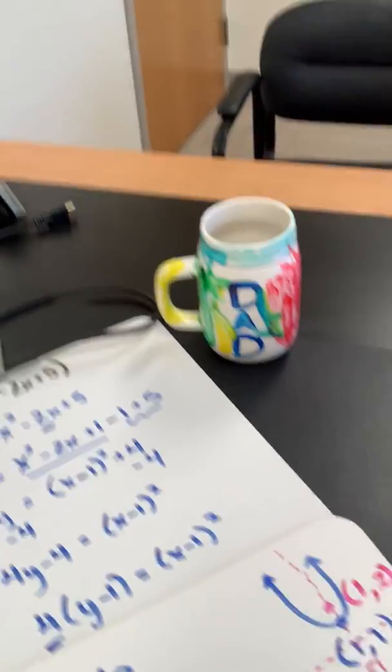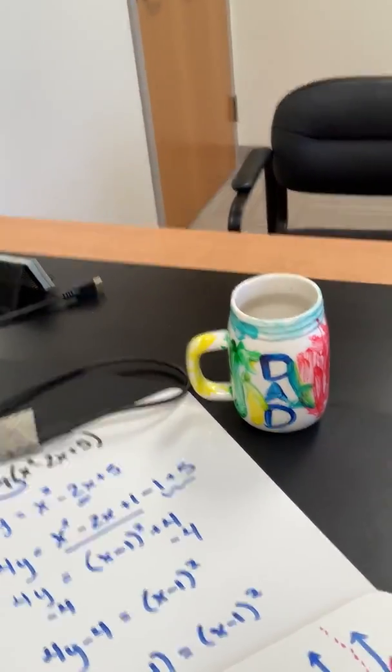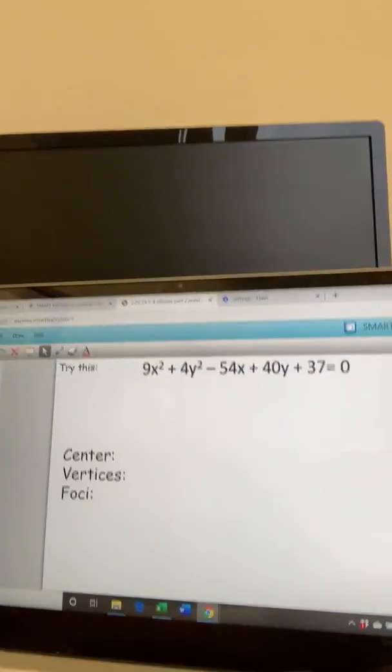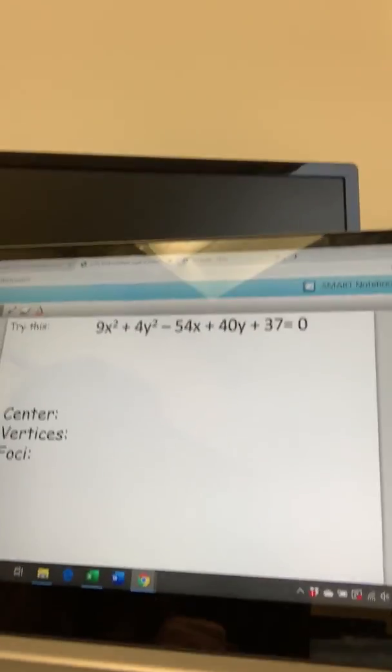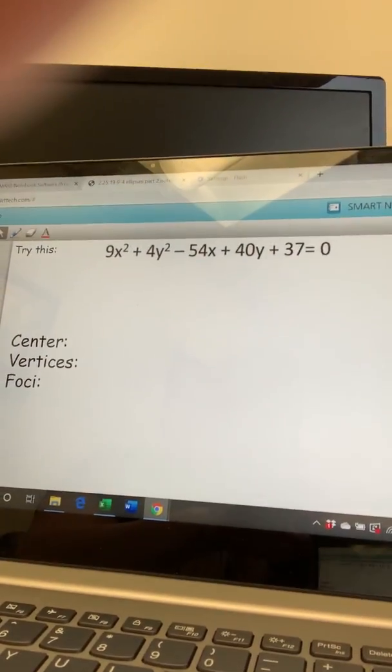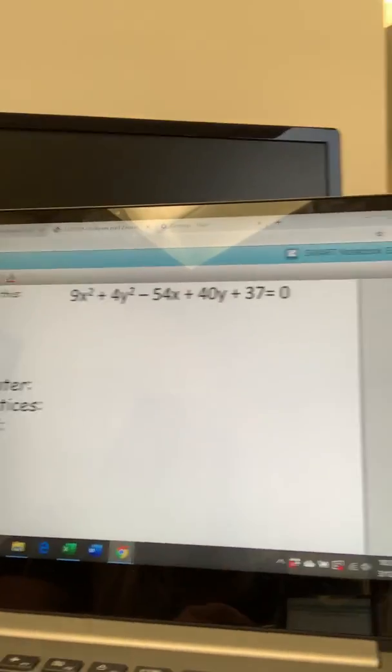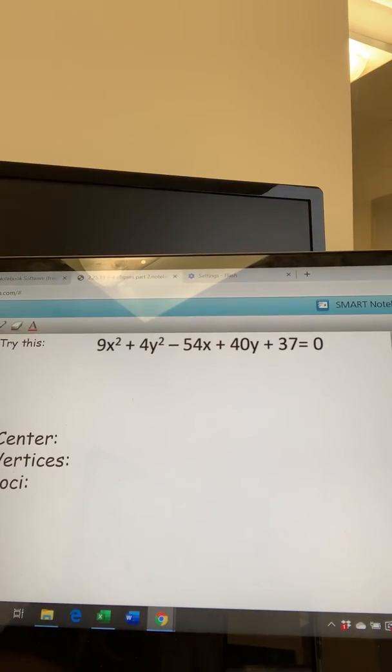So that's your parabola. So what I want to do now is kind of get back into the ellipse. So this is the problem that we're going to be doing. So I'll give you a second to write it down. I am going to clear off this board in the meantime.